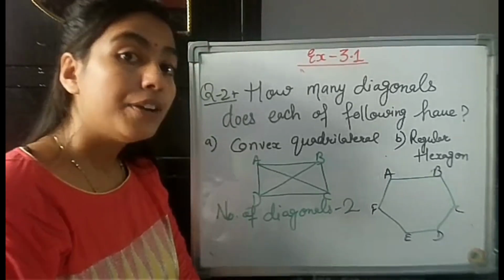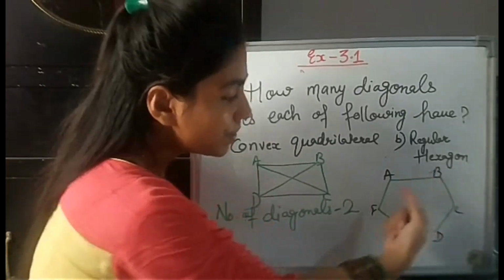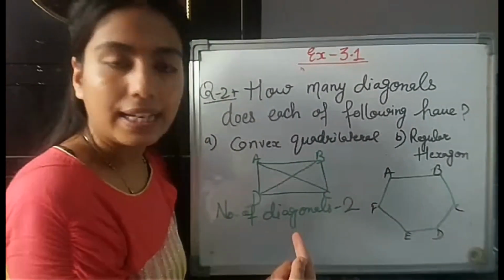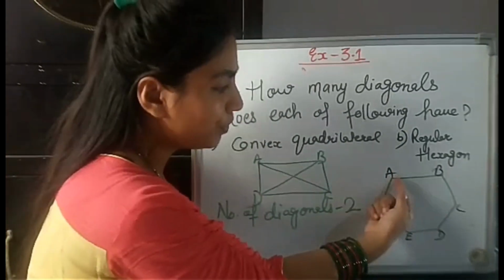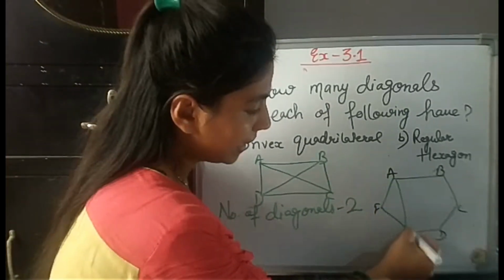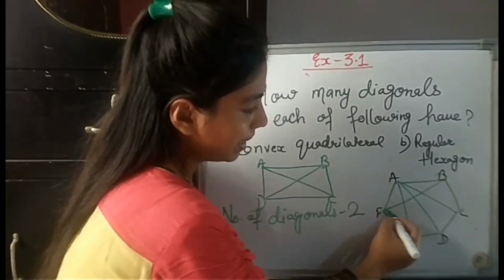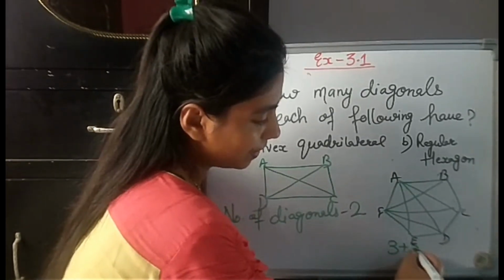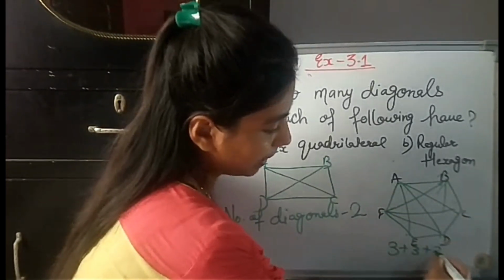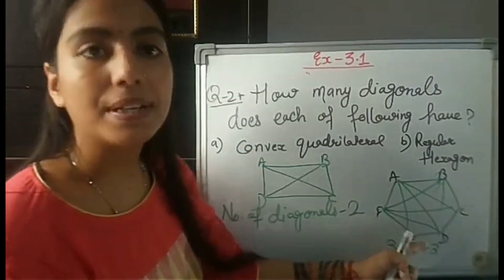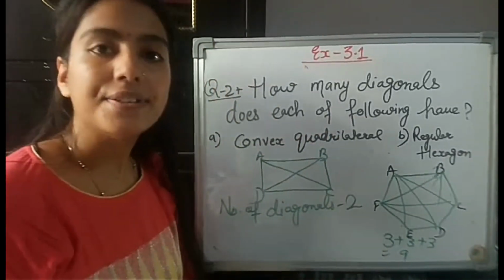Diagonals we always have to draw with the opposite vertices. The neighbors will be the adjacent sides, so we can't make a diagonal with them. We will make with the opposite. Like AE is opposite, so we will draw the diagonals AE, AD, AC: 3. Then FB, FC, FD plus 3. Then from B, BF, BE and BD. So again 3. So 3 plus 3 plus 3, that is 9. So in a regular hexagon we can draw 9 diagonals.